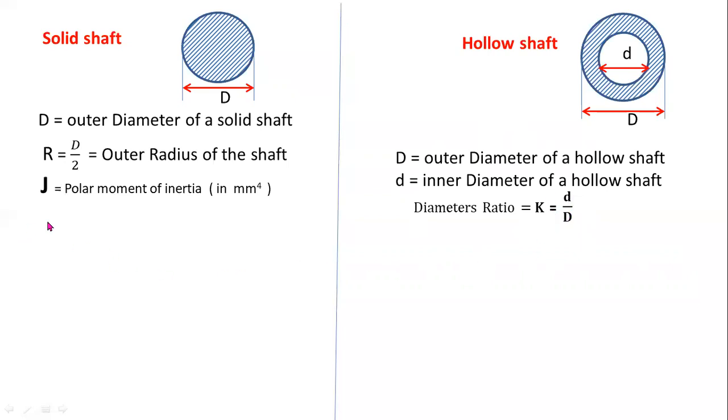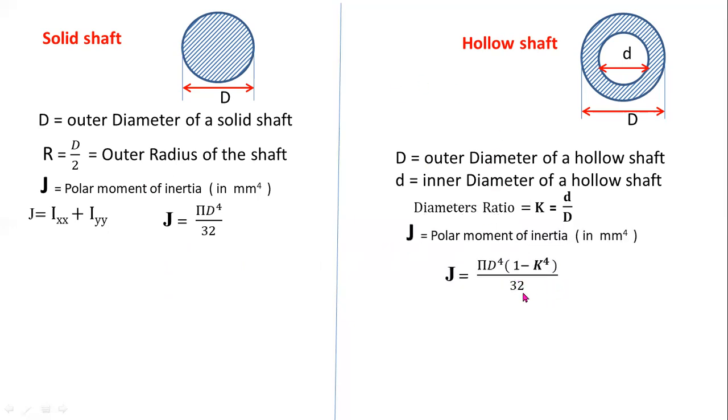Now J is the polar moment of inertia. That means the moment of inertia about ZZ axis. From the perpendicular axis theorem, the polar moment of inertia J equal to Ixx plus Iyy. For solid shafts, the polar moment of inertia J equal to pi d power 4 by 32. For hollow shafts, J equal to pi D power 4 by 32 into 1 minus K power 4. Here K equal to small d by capital D.